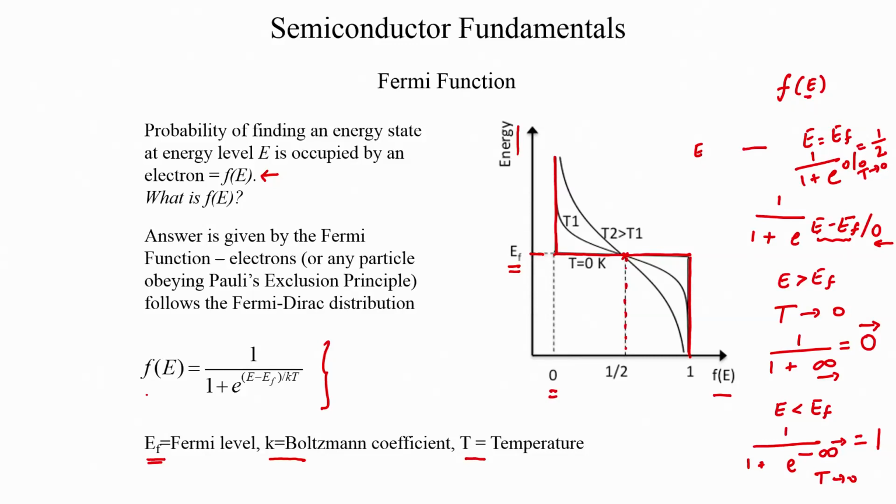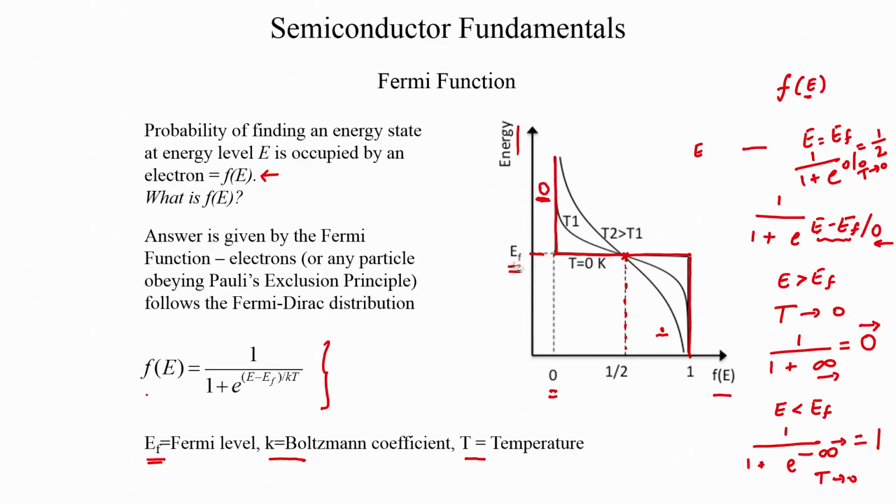So, what this picture tells you is that at t equal to 0, any state that is below Ef has a guaranteed chance that an electron will occupy it. So, if a state exists here, it is definitely going to be occupied by an electron. And what f of E tells you is that if a state exists above Ef, it is definitely not going to be occupied by an electron, which means that the state is vacant, or in other words the state is occupied by a hole. So, this is the meaning of f of E.